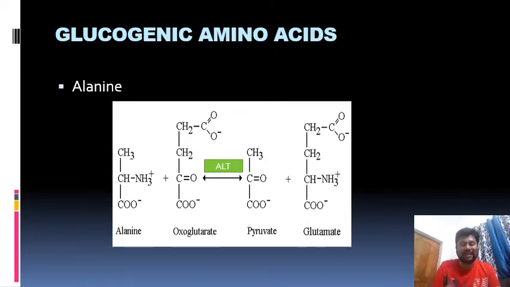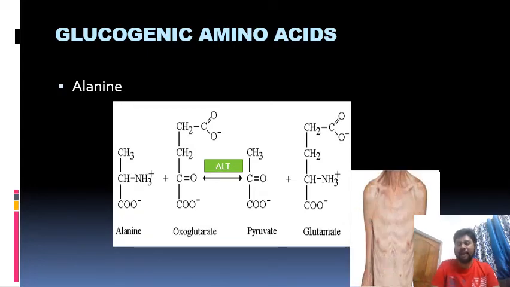Like lactate, this alanine also mainly comes from muscle protein breakdown. So during starvation, muscle proteins will start breaking up and release amino acids, especially alanine, which will undergo transamination to pyruvate. That pyruvate will reach the liver, where it will be utilized for gluconeogenesis. So this is how alanine is converted.